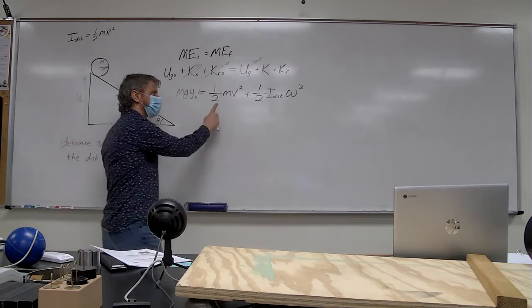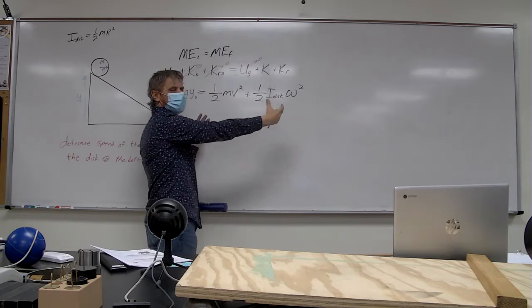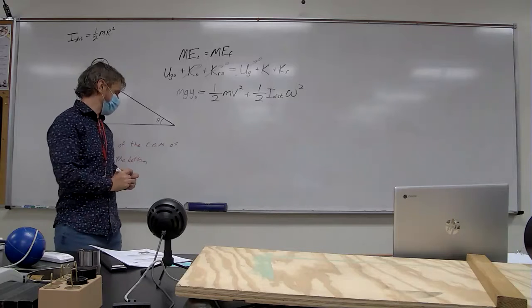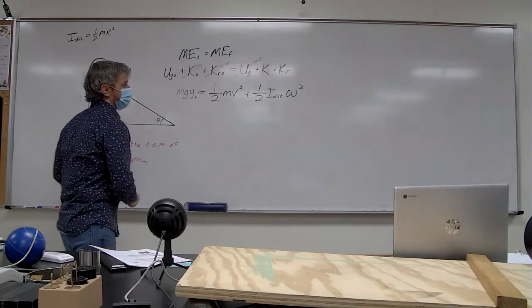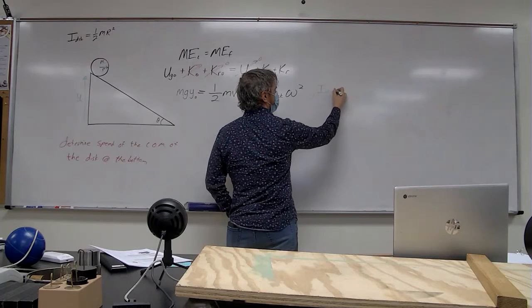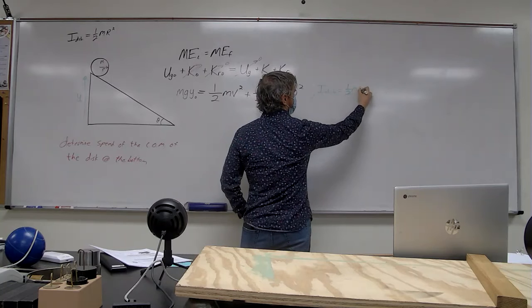These should be like terms. I should be able to combine them. I obviously can't as they're written. So let's expand things out. Let's go ahead and put in there the rotational inertia for the disk is equal to 1/2 mass of the disk times its radius squared.